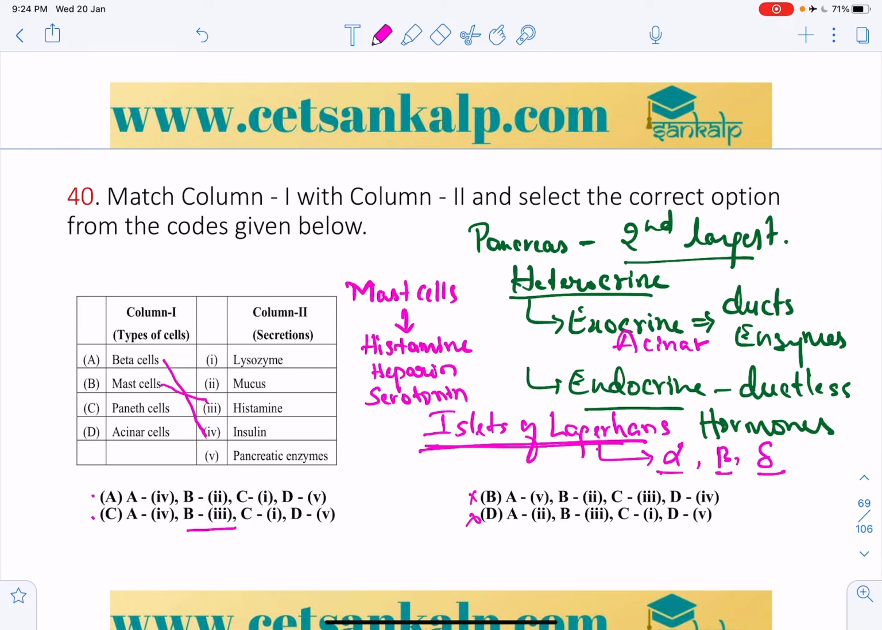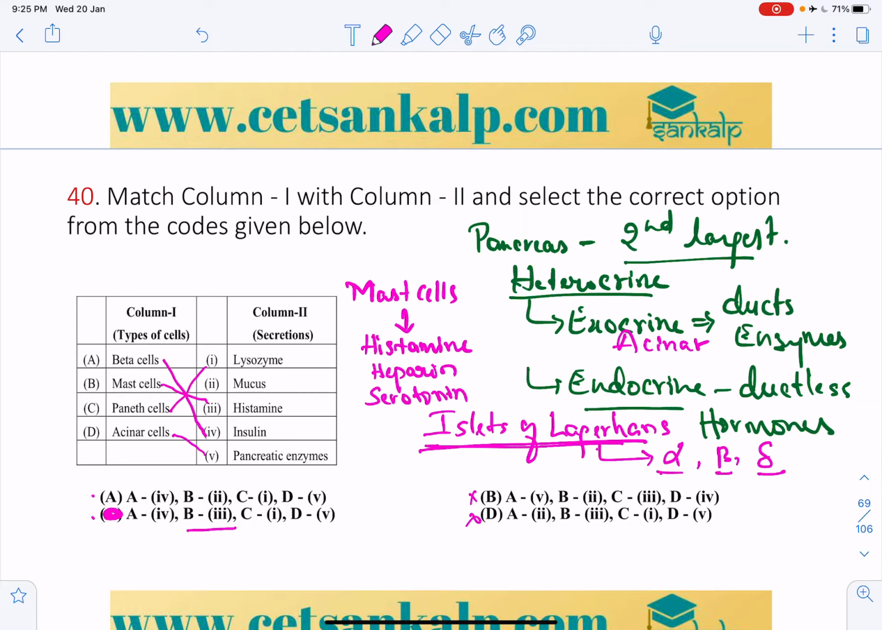Next, let us take C, Paneth cells. Paneth cells, which are associated with the intestinal glands, produce lysozymes. And acinar cells, we know, produce pancreatic enzymes. So the answer for that 40th question is C. Many important cells are there, mainly the Paneth cells present in the intestinal glands, which play a major role in the production of certain enzymes.